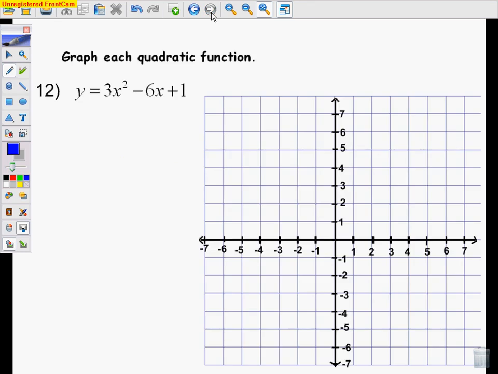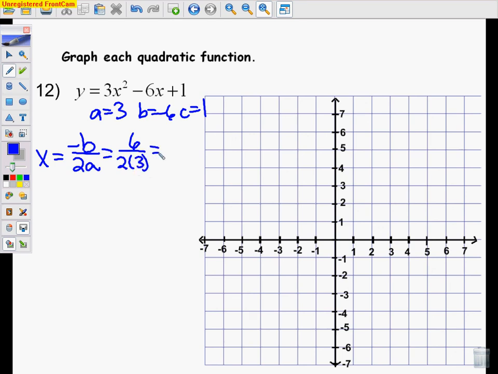Alright, I think this is going to be our last one. Graph each quadratic function. We're just going to do this one. Once again, we're going to make a table just like we did a couple of slides ago. This is already in standard form. We find the value of our a, b, and c. Here a is 3, b is -6, c is +1. Find the x-coordinate of your vertex through your vertex formula, opposite of b over 2a. So opposite of -6 is +6 over 2 times a. A is 3, so this is 6 over 6, which equals 1.